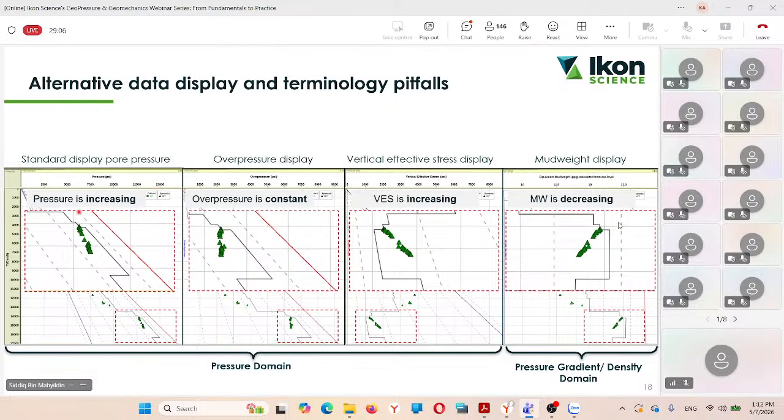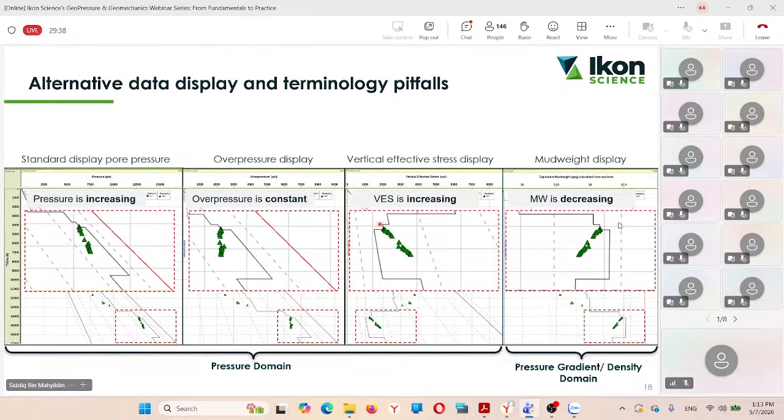So in terms of the standard display, pore pressure could be in PSI, in MPa. You can see over here that pressure is increasing. These are all similar data. But when we are looking at it in terms of overpressure, overpressure is the difference between the normal pressure and the actual pressure. Overpressure is constant, although the pressure is increasing, because the difference between this pressure and the hydrostatic is basically constant.